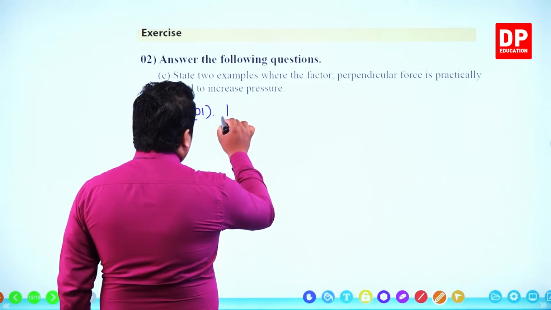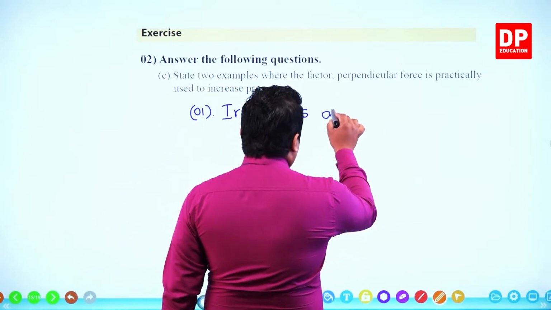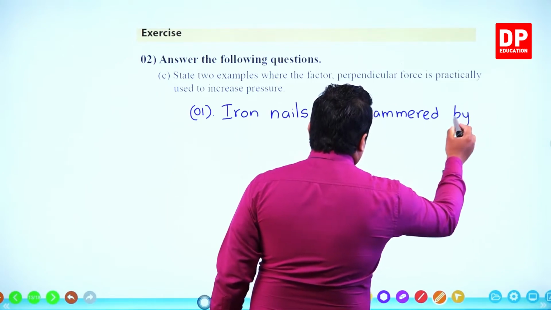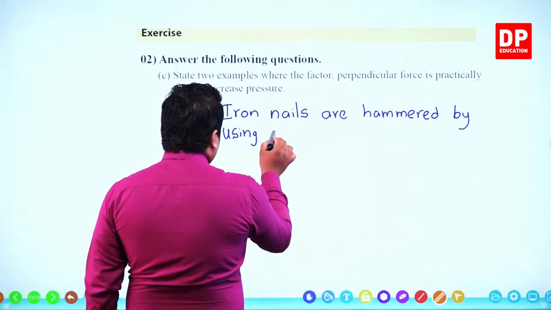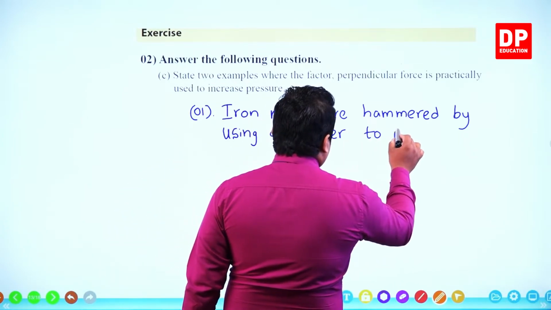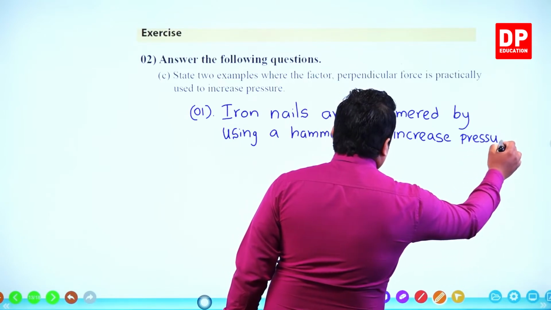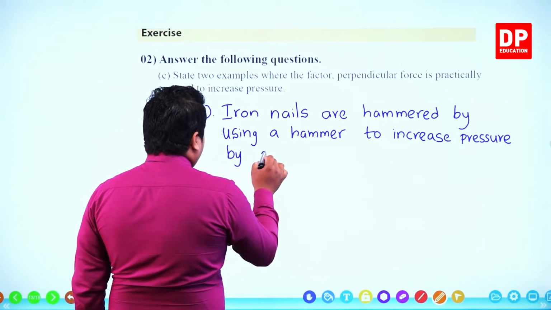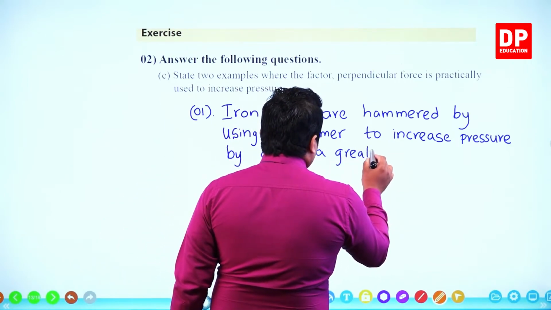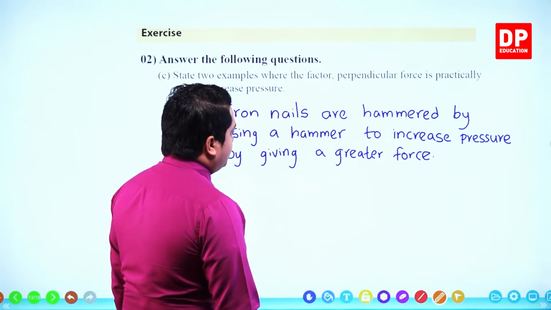Number 1, iron nails are hammered by using a hammer to increase pressure by exerting or by giving a greater force.